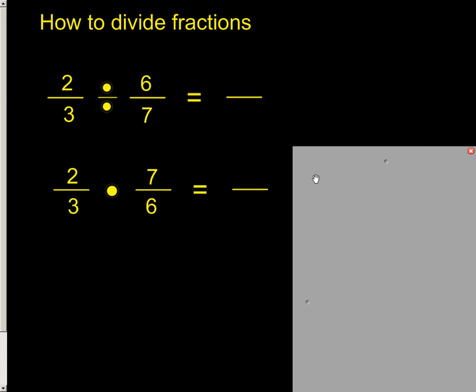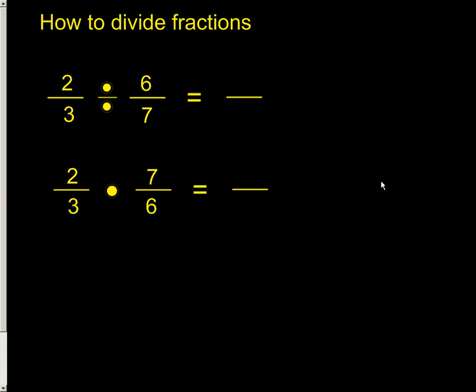2 times 7 equals 14. So let's see here, 14. Slide that onto our numerator spot, and 3 times 6 is 18. And now we're just left with simplifying the fraction. And that goes down to 7/9. So let's take a look at a couple more, and we'll throw in the negative fractions as well.